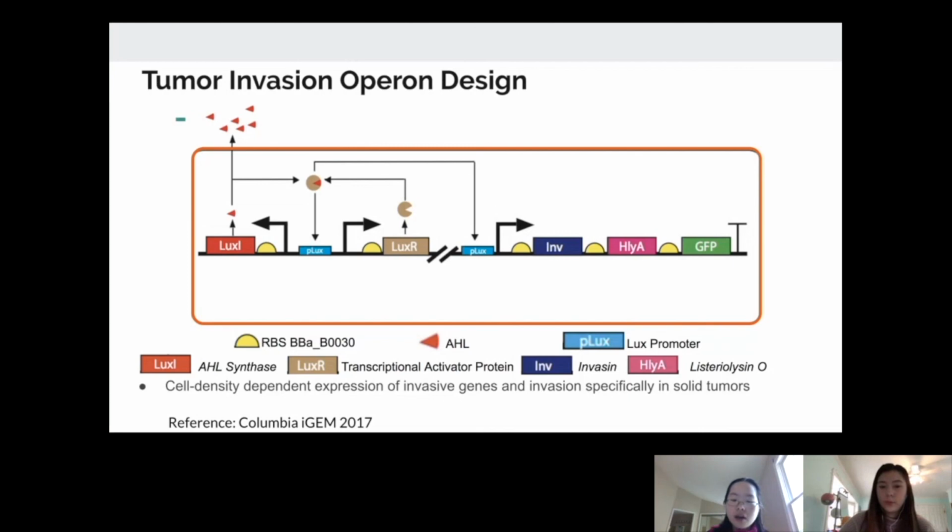The LuxI, LuxR, PLux, this is the system that controls the quorum sensing. I'm not going to go into the details, it's a bit complicated. As you can see, this then controls the invasin, the HlyA, listeriolysin, and we have a GFP there for our model, just because it's easier to detect GFP compared to invasin and listeriolysin, since you can just see GFP fluorescence. This is placed in an operon, so all three of these genes are created one by one.